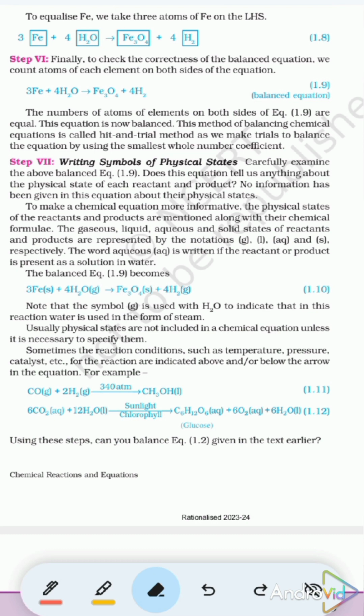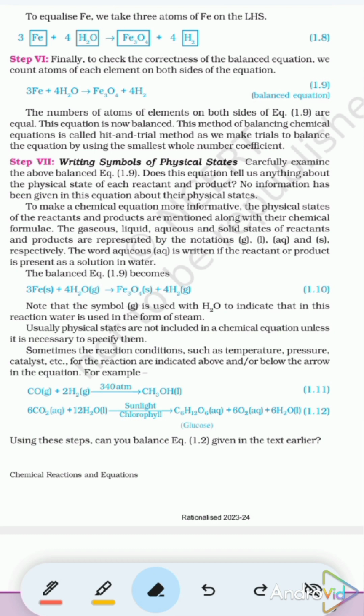Hence there are 4 H2 molecules on both sides. Hence for hydrogen also it is balanced. And there are 4 oxygen atoms in the reactant side as well as in the product side. Hence the total equation is balanced. This method of balancing a chemical equation is called the hit and trial method, as we make trials to balance the equation by using the smallest whole number coefficients possible.